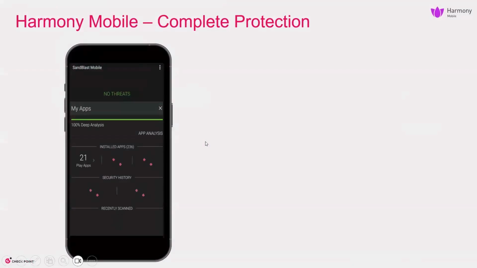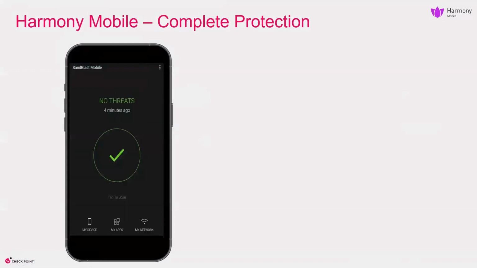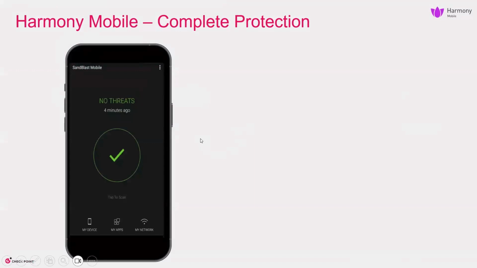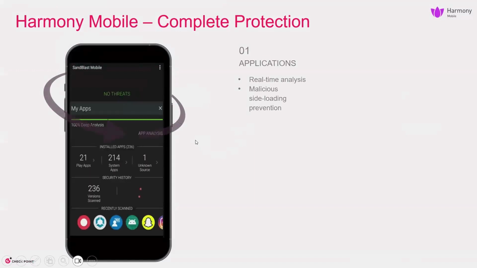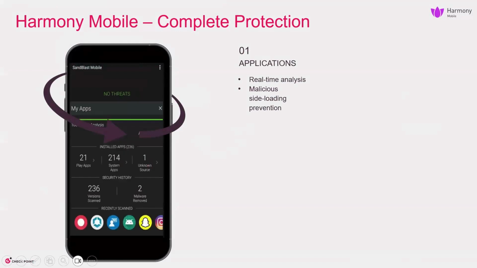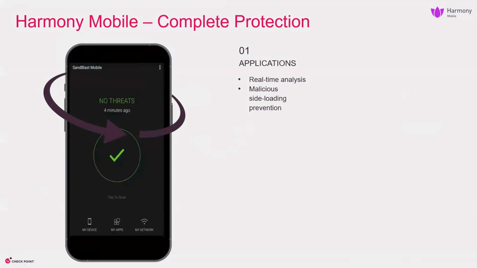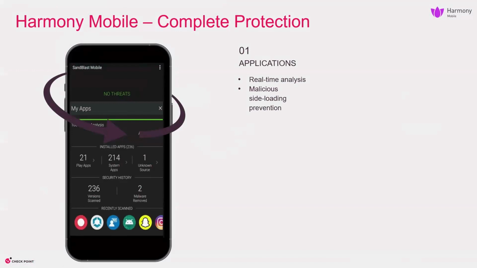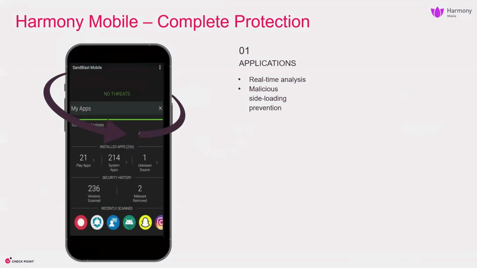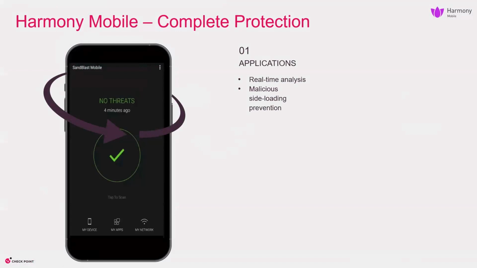So talking about Harmony Mobile, we have a nice little view of the app, which I can show for you as well. We do a few main things. This first vector is application protection. Harmony Mobile prevents malware from infiltrating employee devices by detecting and blocking malicious download applications in real time. That includes sideload prevention.